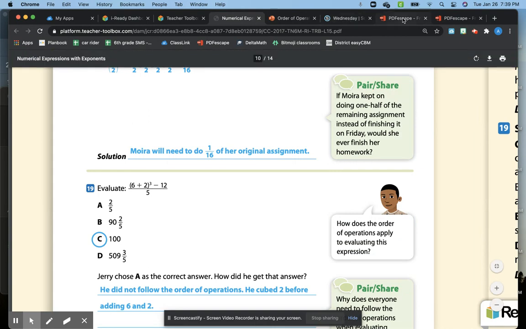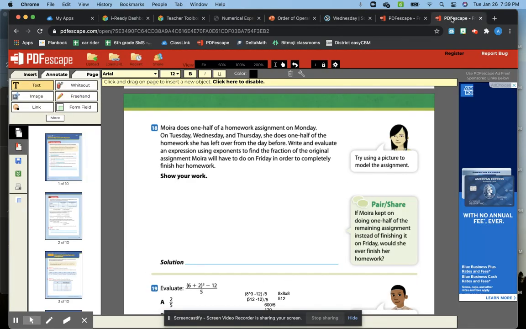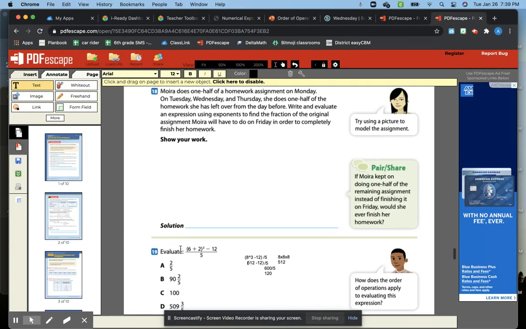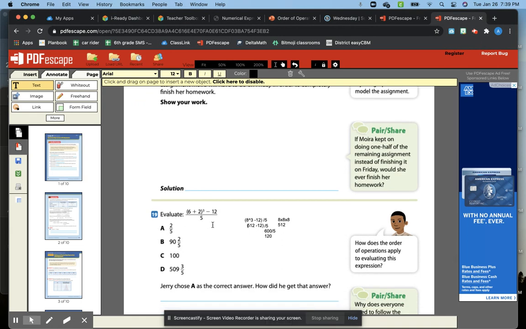Let's go back to our page though. So we figured out number 19. We multiplied it right. I just can't read my typing.